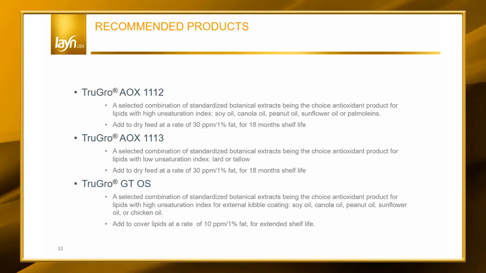The case of TrueGrow GT, green tea, oil soluble, is particularly adapted for use in any type of fats. They are added as covers to the kibble to stabilize the fat before the addition and stabilize the fat after addition into the kibble. In this case, the dose for this product would be just 10 ppm for every 1% fat added to the kibble for an extended shelf life.